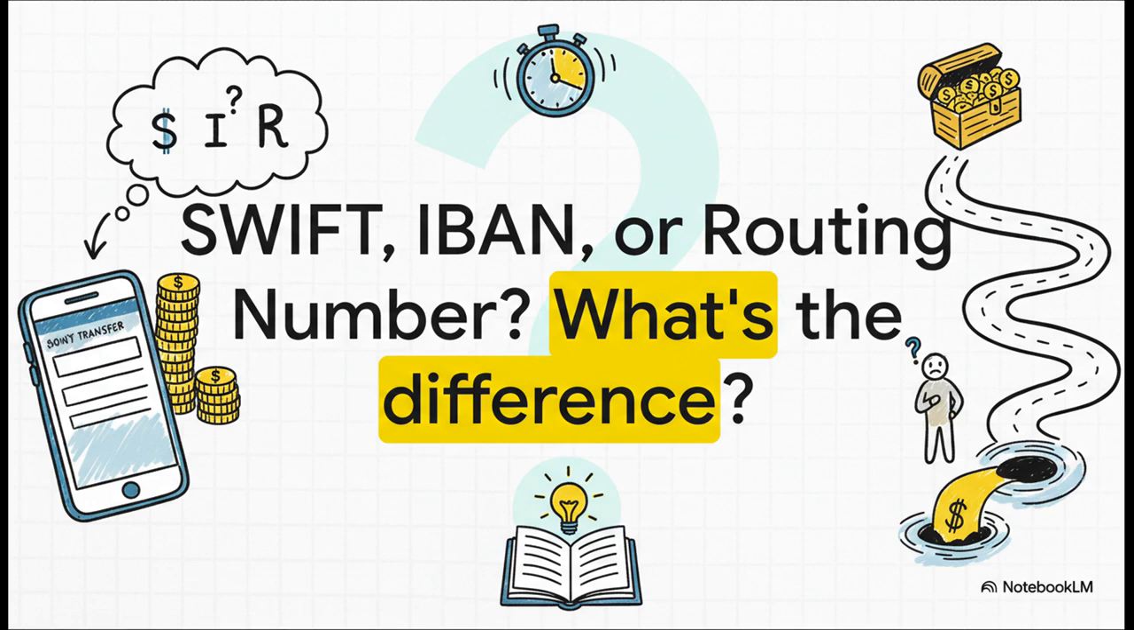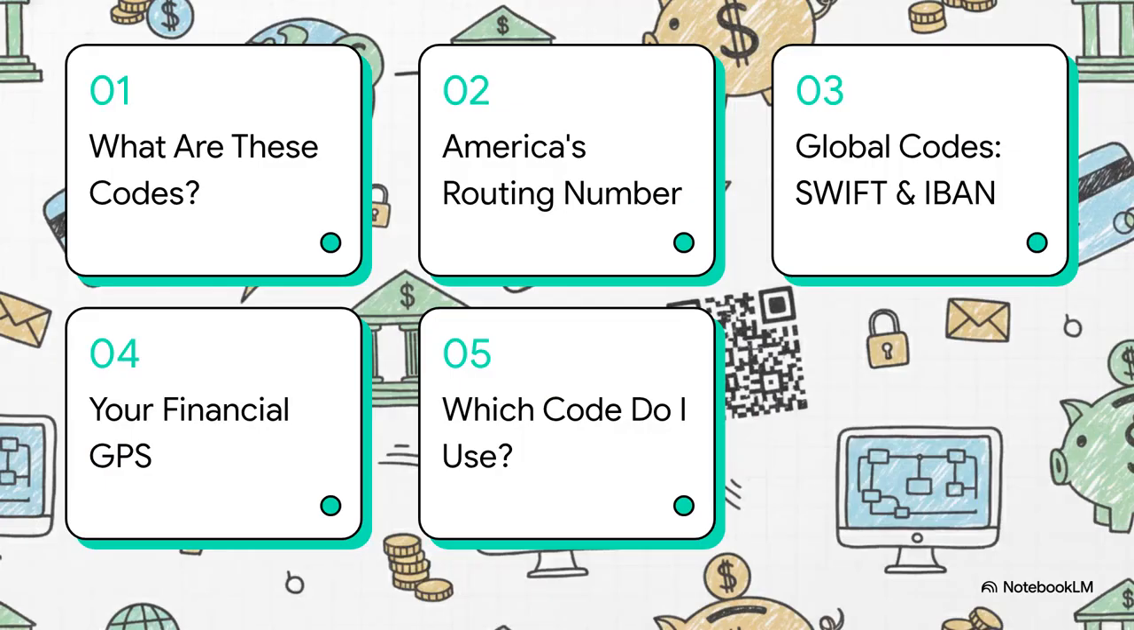It honestly feels like a high-stakes pop quiz. And you're just thinking, if I get this wrong, where on earth is my money going to end up? Well, don't worry. We're going to make this super simple. First, we'll cover what these codes even are. Then, we'll zoom in on the one you probably use all the time here in the US, the routing number. After that, we'll go global with SWIFT and IBAN. By the end, you'll have a sort of financial GPS, so you'll always know exactly which one you need.